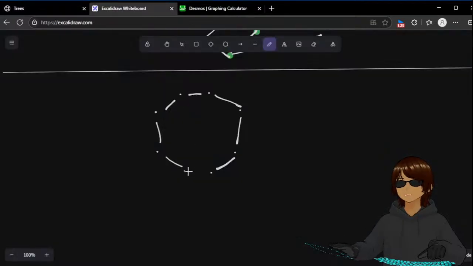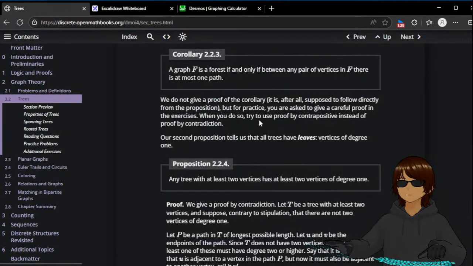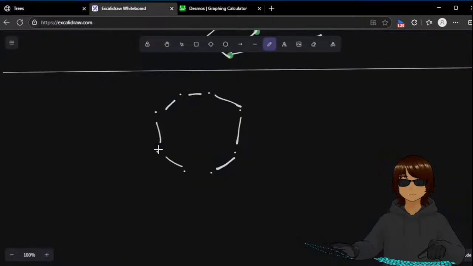Any tree with two vertices has at least two vertices of degree 1. Yeah, that also. Okay, I understand. Because one of them has to be a starting point and one of them has to be an exit point. Because the middle vertices can't have only one. So this has a degree of 1, this has a degree of 1. There are two vertices with degree 1.